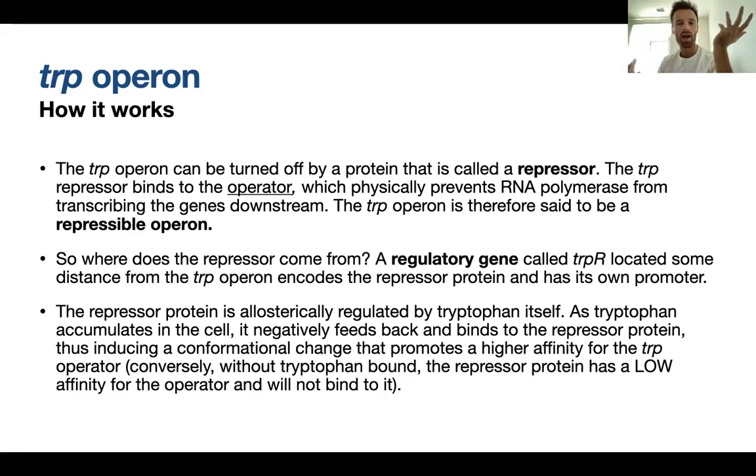But if tryptophan's around, as in from the diet, and the E. coli has a bunch of tryptophan around, it's going to negatively feed back, bind to the repressor, and induce a conformational change, meaning it's going to change its shape. And what it does when it does that is it actually has a higher affinity, a higher attraction, a likelihood to bind and attach to the operator and prevent transcription of these enzymes.